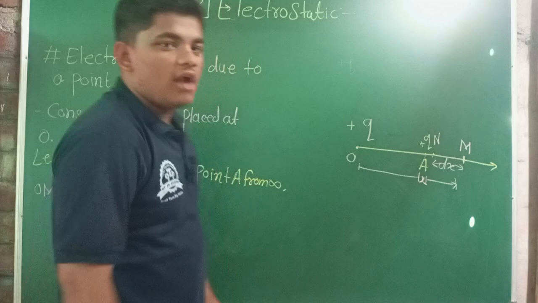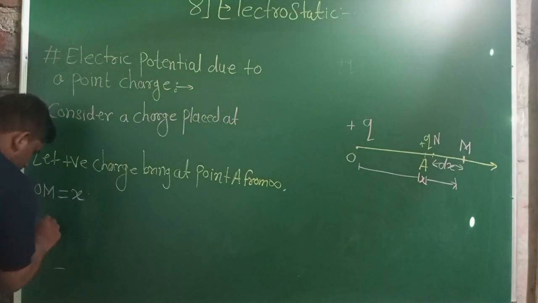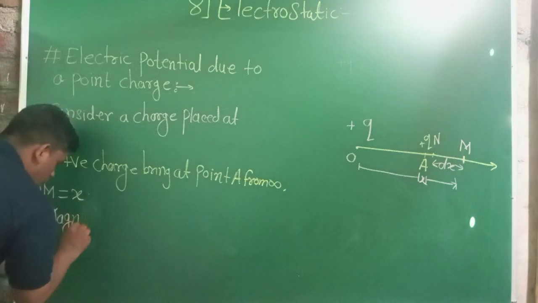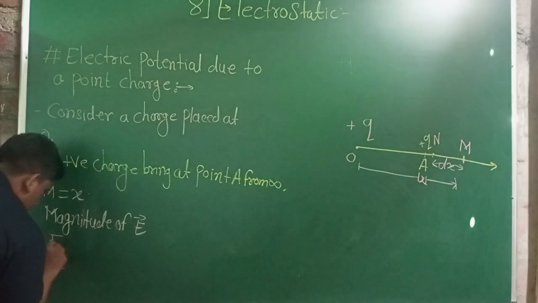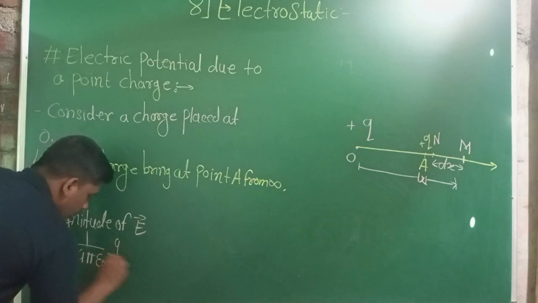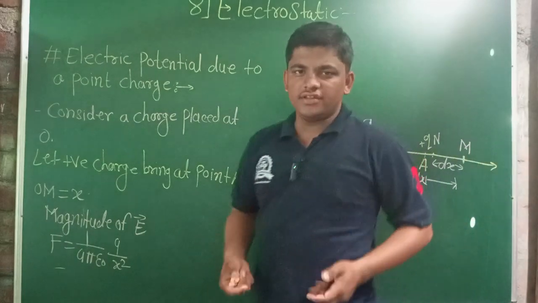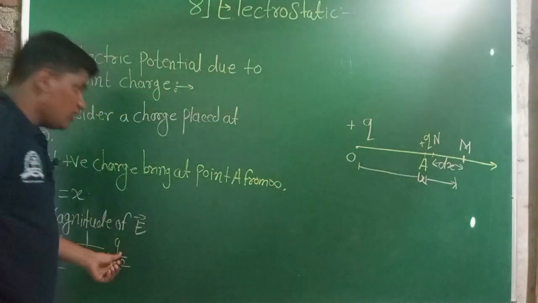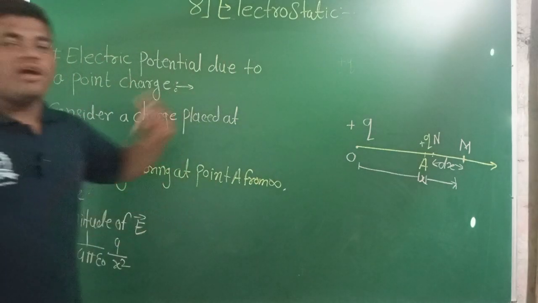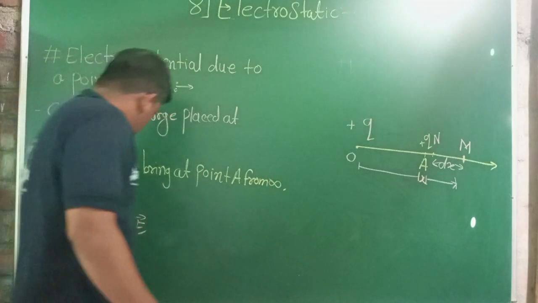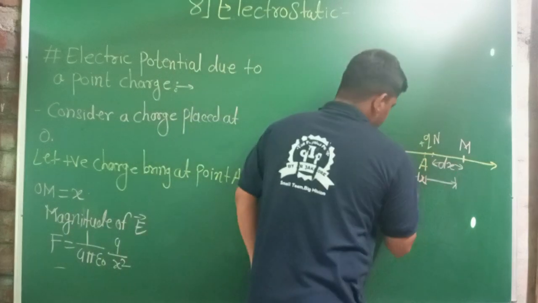Before discussing the work done, we must know the electrostatic force acting on the smallest positive charge. The magnitude of the electrostatic force is F equals 1 upon 4 pi epsilon 0 times Q upon x square. This is explained by Coulomb's law. The force of attraction or repulsion between two charges is directly proportional to the product of the charges, Q and one unit charge, and inversely proportional to the square of the distance between them. The distance is x.